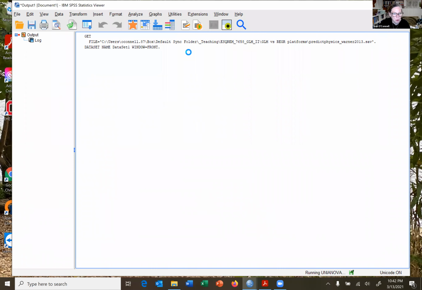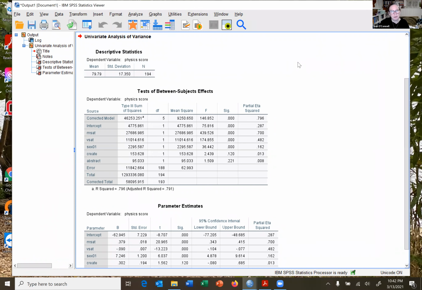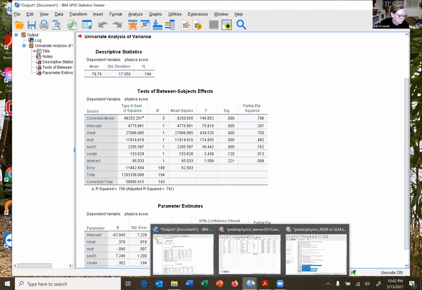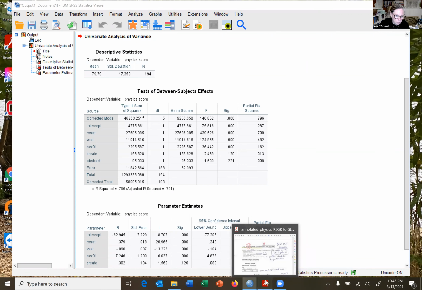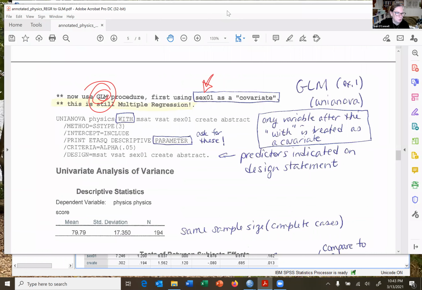And then this corresponds to the printout that you're looking at in your annotated printout. So I'm going to go back to the PDF. And now this is where we ended. So we're looking at the GLM procedure. You can see that the language here is exactly the same as what we pasted on the previous screen.